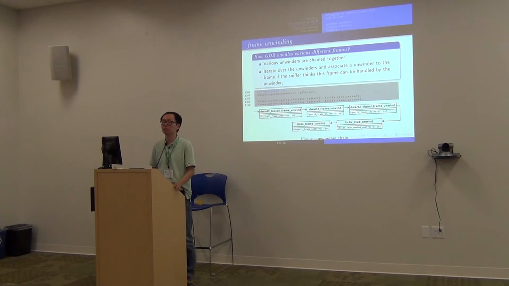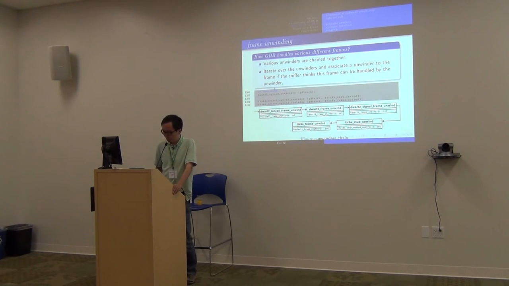So what's your decision process? That is, can you tell by just looking at the ABI whether this is going to be the case, or do you have to start with something generic and then see how many times it fails? Yeah, do it as a trial and error thing.